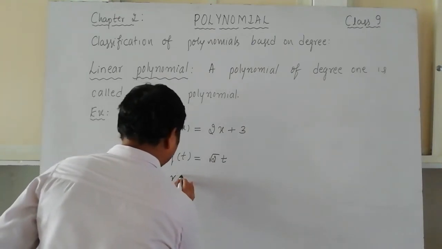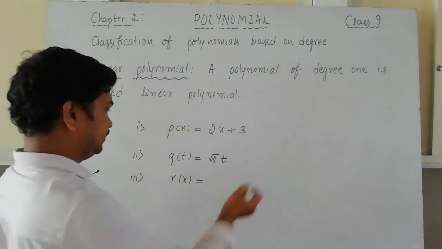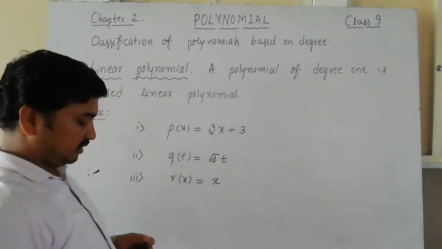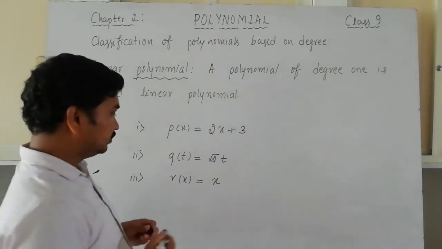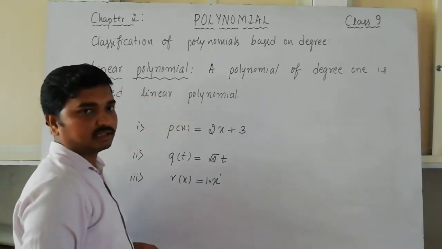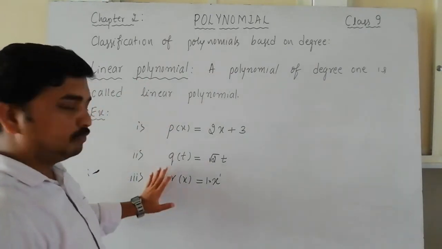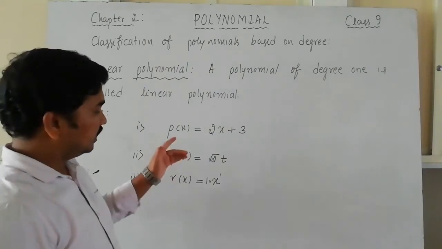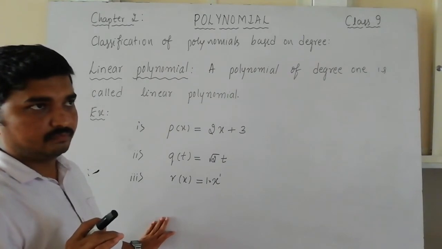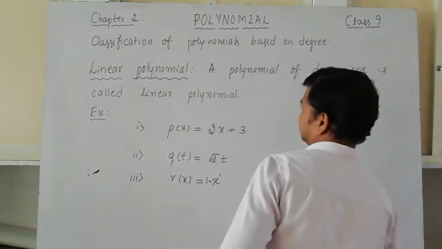Or else you can take one more example. R of x is equal to x. You can write your own example. If you write just x, it is also a polynomial. The exponent is 1 and the coefficient is 1, like 1 into x power 1. R of x is equal to x is also a polynomial of degree 1. These are all polynomials of degree 1, so they are linear. Is it clear? Okay, so now I will move on to the second one.